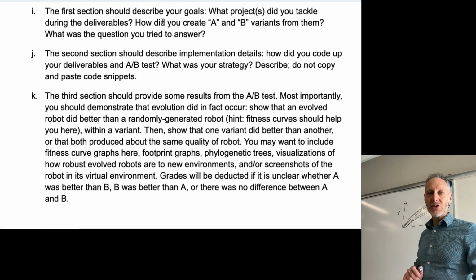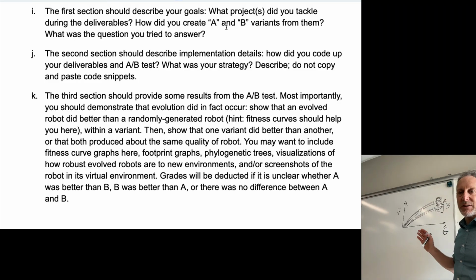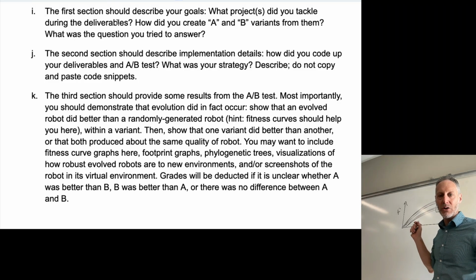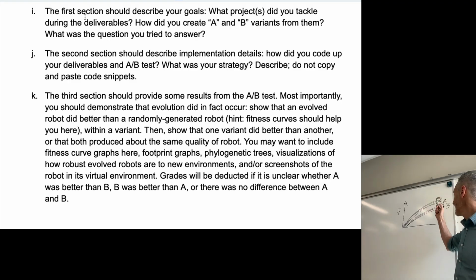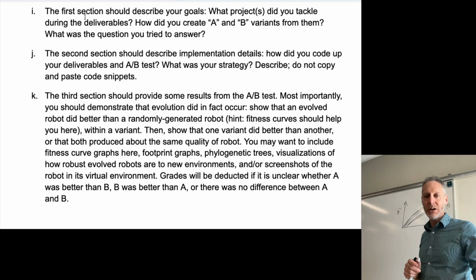Okay, first section should describe your goals. What project did you tackle during the deliverables? How did you create A and B variants from your overall goal? And what is the question you're trying to answer? Some of you, if you chose a final project from the subreddit, there's really not much to say here. So again, it's okay if this section is a little bit shorter. If you came up with your own idea, you might need a page or at least a page to describe exactly what you're trying to do here.